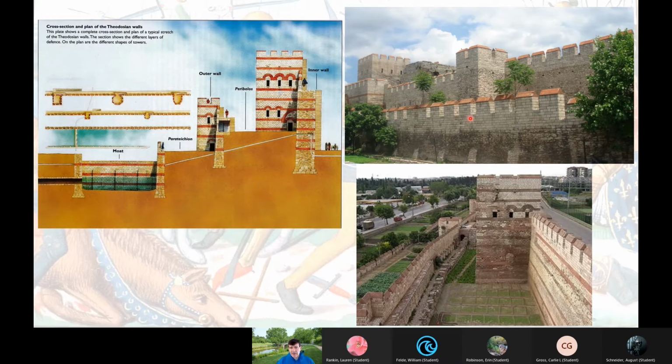And these are reconstructed sections of the walls, but there are also walls that still remain there from damage from the war, from the fight. You have an inner wall, this huge, thick, massive wall, and an outer wall, so you have to go through two walls, and then this is called the Peribolos. This is an open area here, and then a moat that has walls on it.